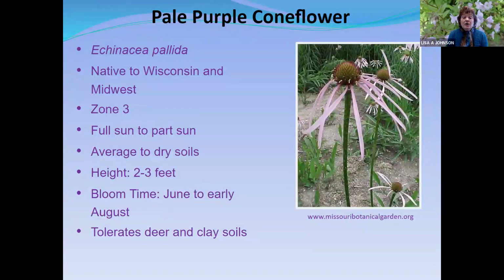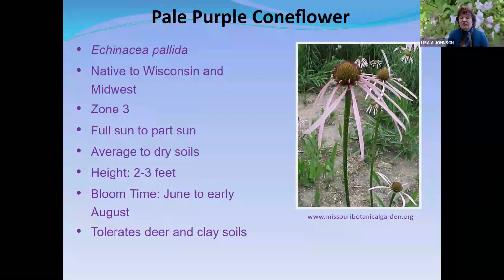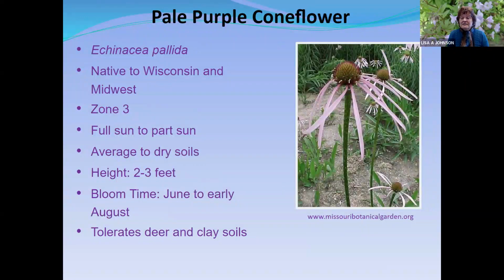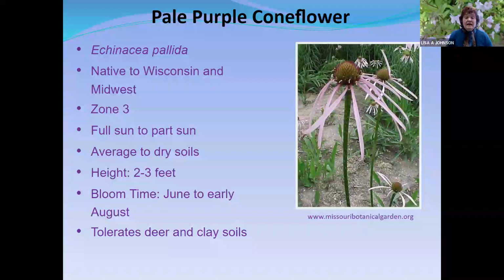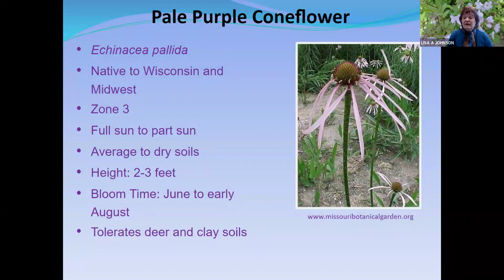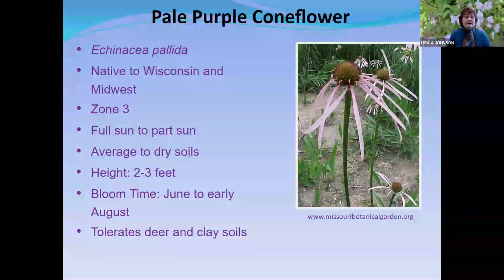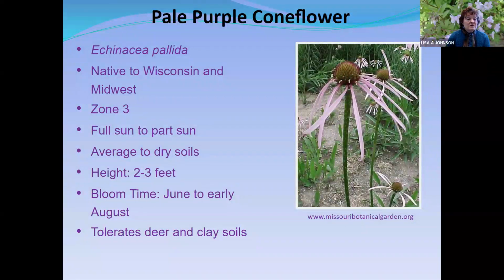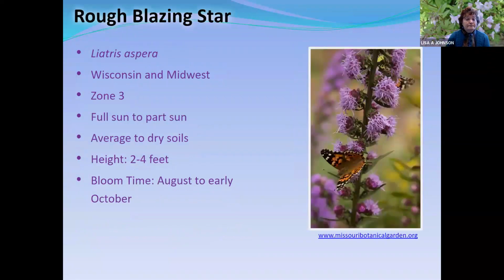Our native coneflower, this is the one that is native to Wisconsin. Purple coneflower is actually not a Wisconsin native, but it is native to the Midwest. This one is a good height and is one that a lot of the bee species like a lot, and a decently long bloom period as well, also tolerant of deer and clay soils. So this was a nice one too.